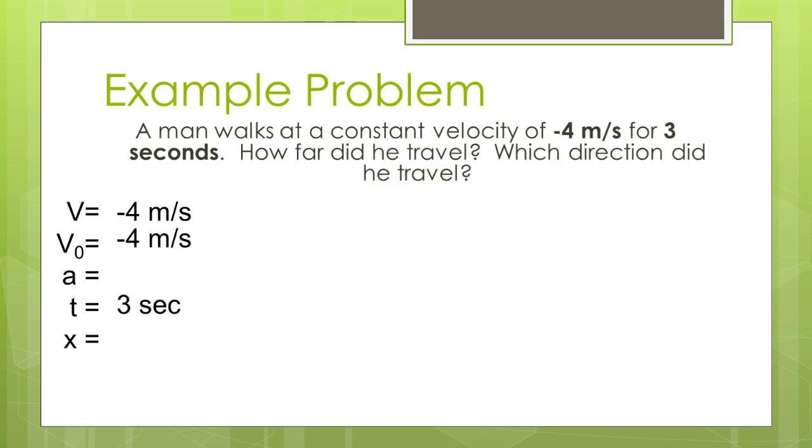We're good there. Step 2 of the process asks us to identify which variable is not included and which variable it's asking us for. This problem is asking us how far did he travel. How far is a measure of distance or displacement. So I'm going to put a question mark next to my x, next to my displacement variable. I'm trying to find how many meters he traveled. The only one that's left out is acceleration, which is not included. Again, with constant velocity problems, you'll see a lot of a is not included.